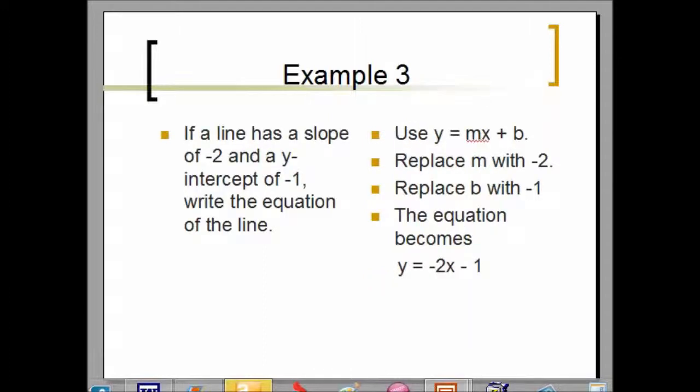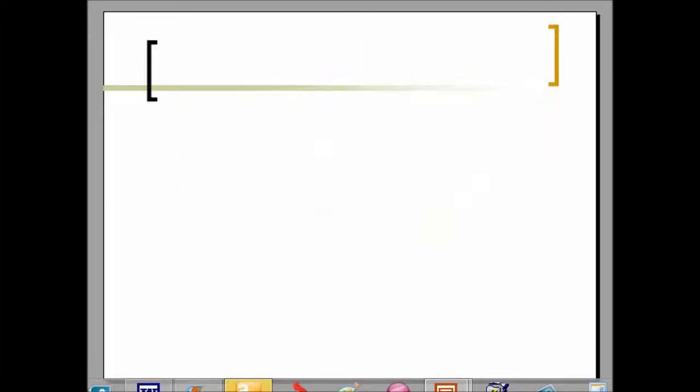In example 3, if a line has a slope of negative 2 and a y-intercept of negative 1, write the equation of the line. All we have to do is substitute into the slope-intercept form. We replace m with negative 2 and b with negative 1. Therefore, the equation becomes y equals negative 2x minus 1.